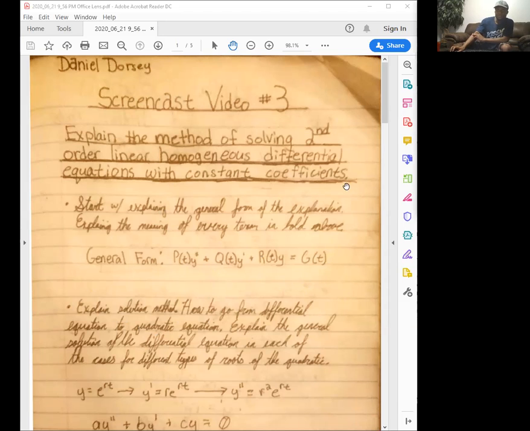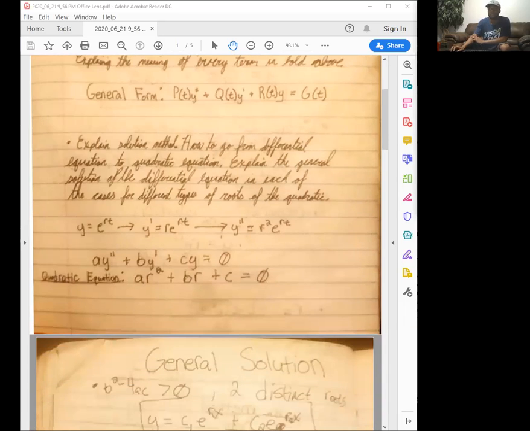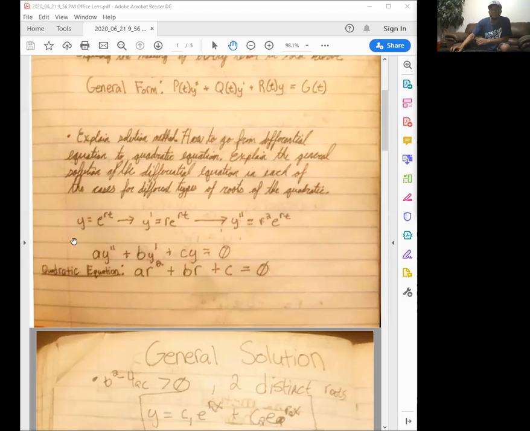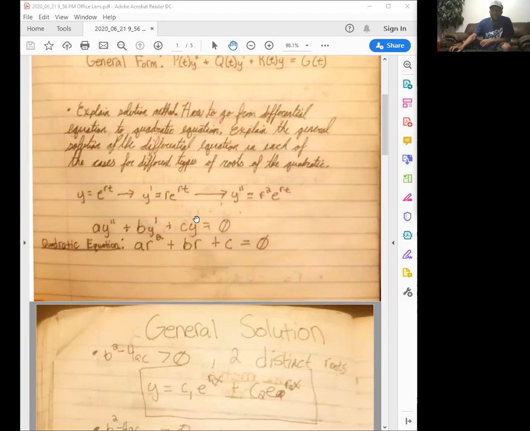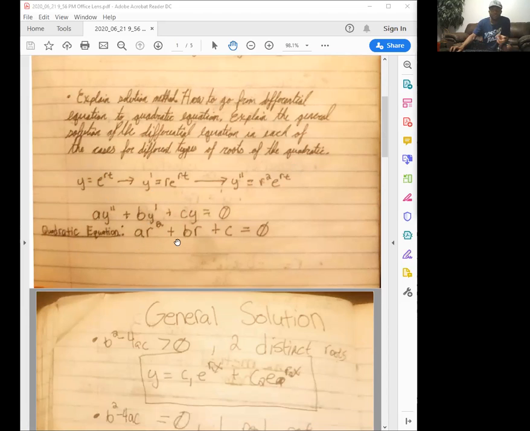All right, moving on to the next part, we're going to explain the solution method. Specifically, we're going to talk about how we go from a differential equation to a quadratic equation, which is seen here. We know that y is equal to e to the rt, y prime would be r e to the rt, and then y double prime would be r squared e to the rt. If you substitute that into the equation for a, b, and c, you can simplify it into a r squared plus b r plus c is equal to 0.